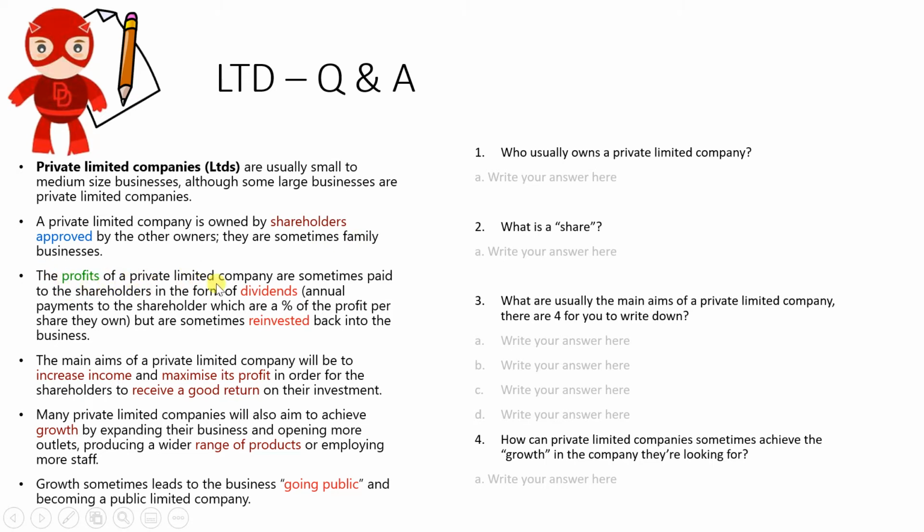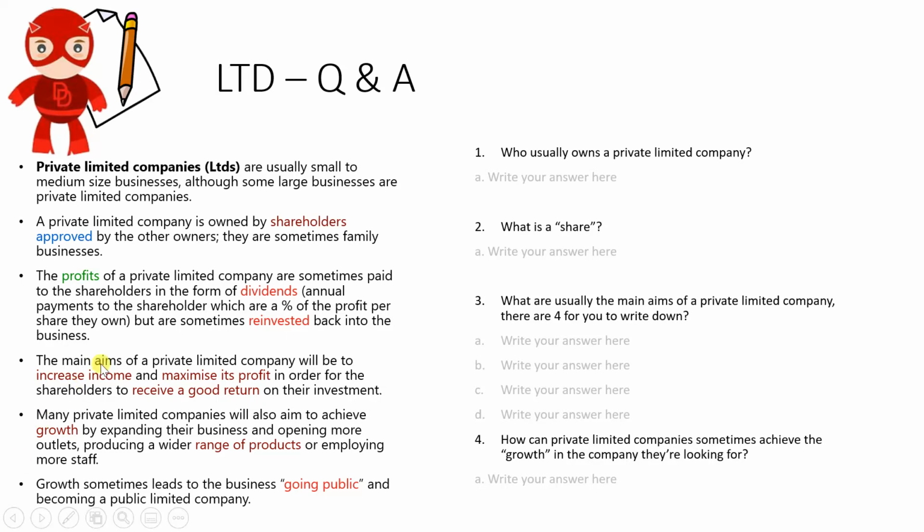The profits of a private limited company are sometimes paid to the shareholders in the form of dividends, annual payments to the shareholder, which are a percentage of the profit per share they own. The more shares you own, the more you get. You don't get a higher percentage, it's just obviously a certain percentage per share, and you own lots of them, it means you get a bit more money. But they are sometimes reinvested back into the business.